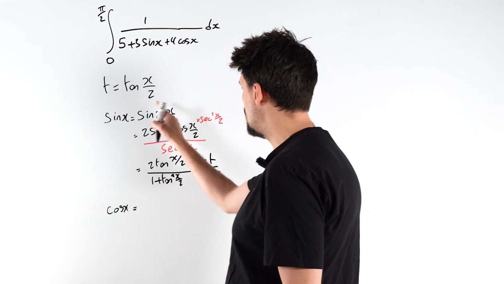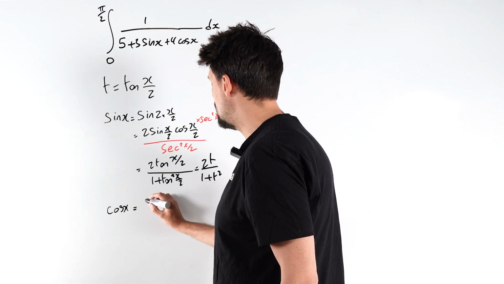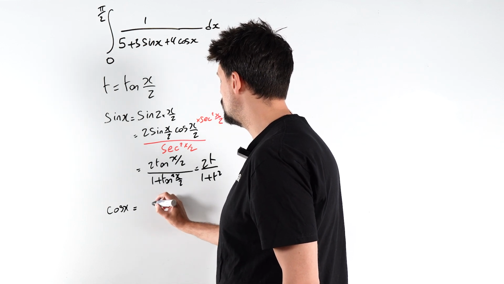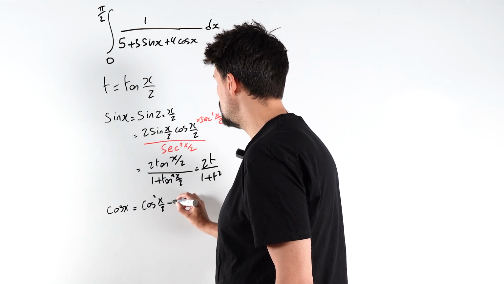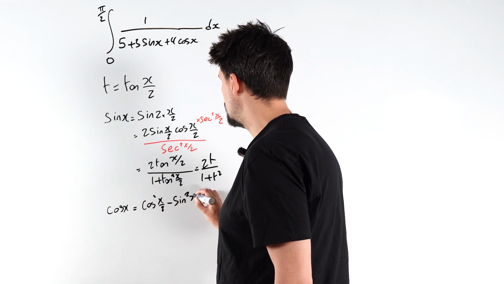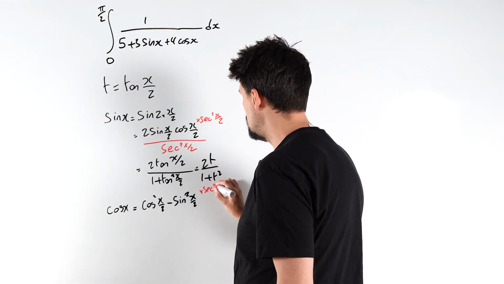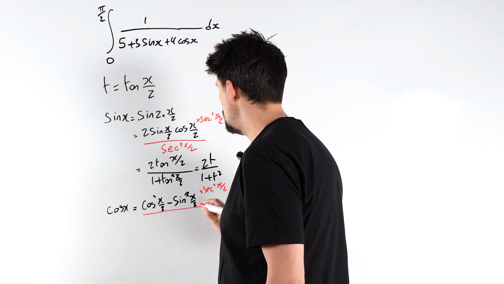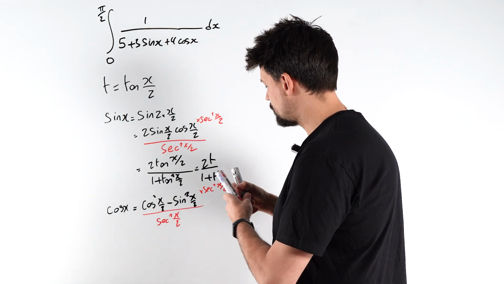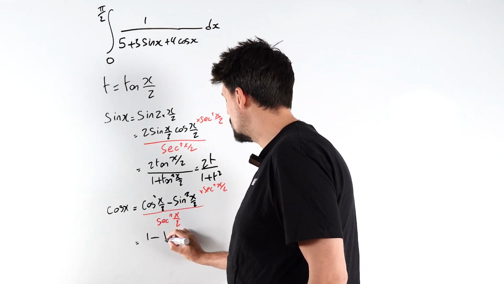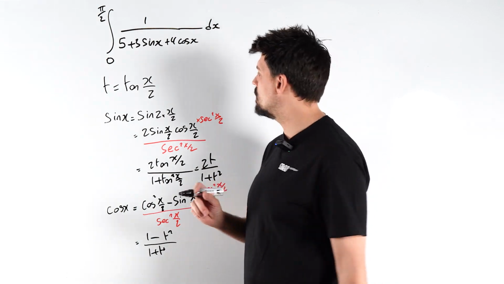Cos x, now using that same idea of writing cos x as cos of 2 times x over 2, that is, tell you what, that is cos squared x over 2 minus sine squared of x over 2. And we're going to do the same trick. Multiply by sec squared x over 2 and divide by sec squared x over 2. And by the same logic as before, that gives us 1 minus t squared over 1 plus t squared.